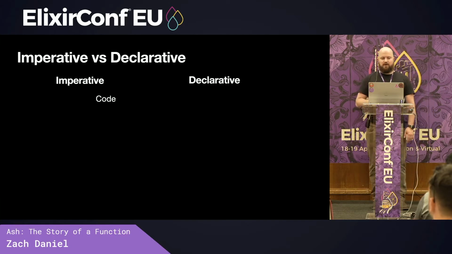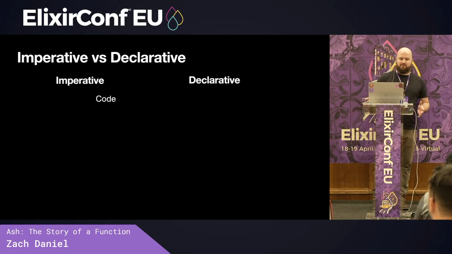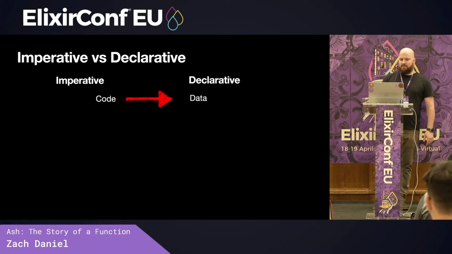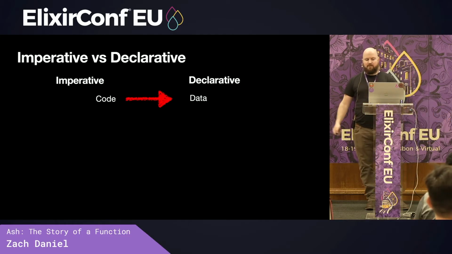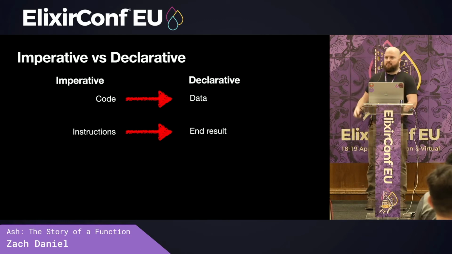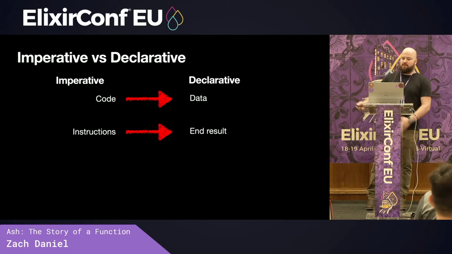So I'm going to talk about imperative versus declarative, and it's important to clarify the terms here. When I say imperative, I'm mostly referring to it in contrast to declarative, right? And we'll go through what I mean by this here. So imperative is code, declarative is data. Imperative is instructions, and declarative is stating the end result, right?